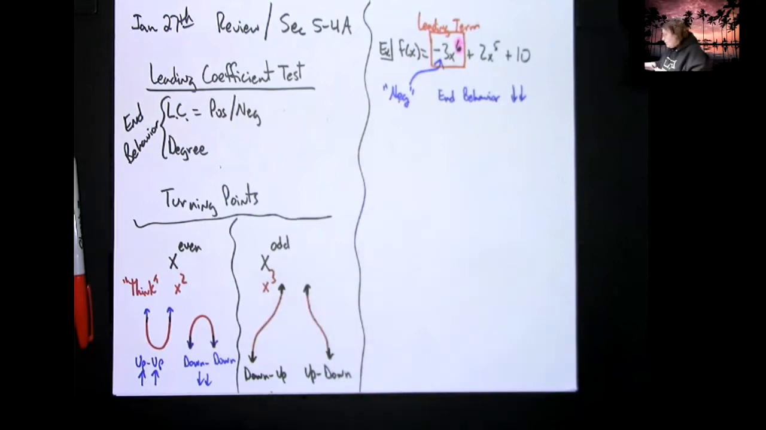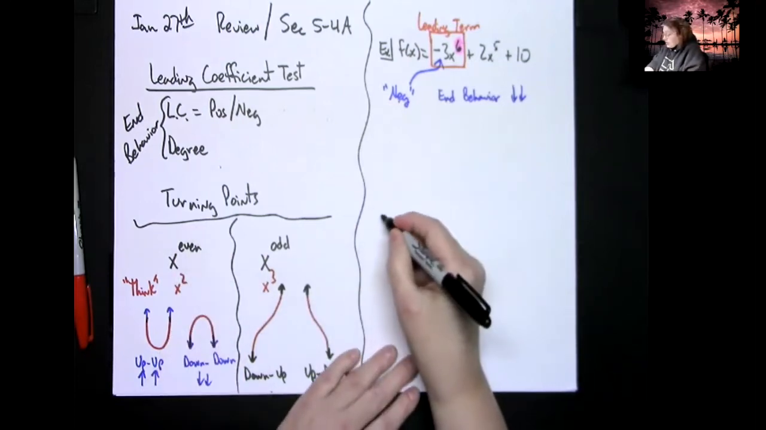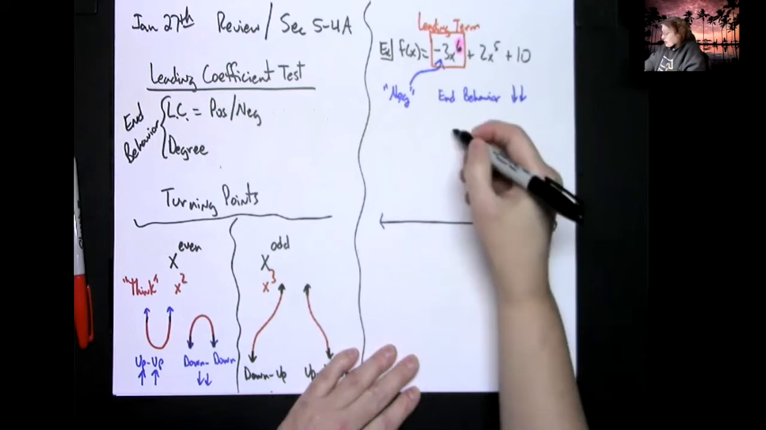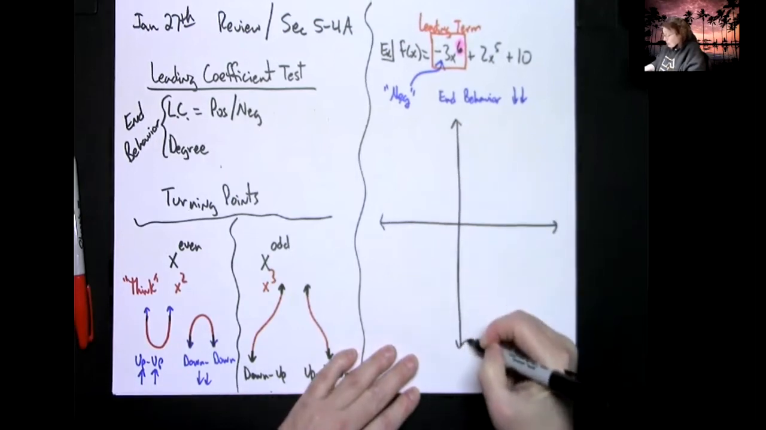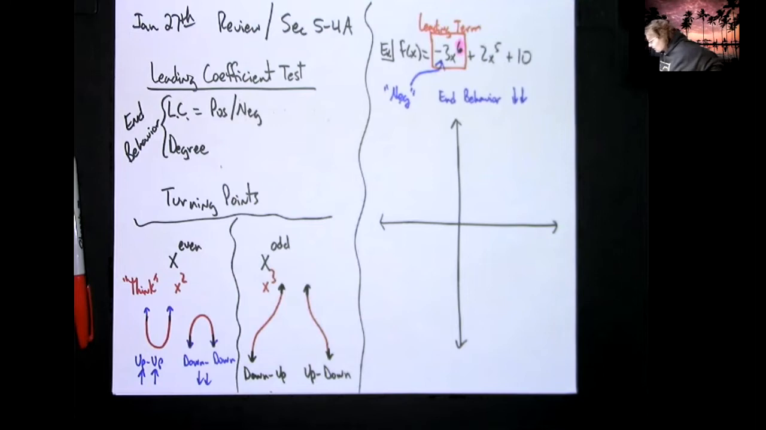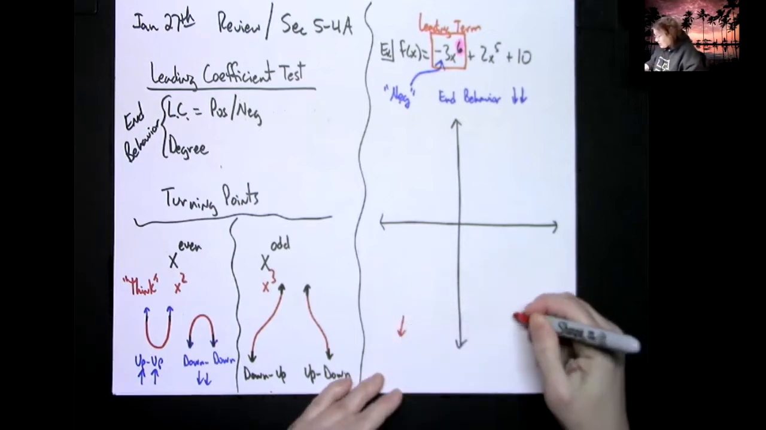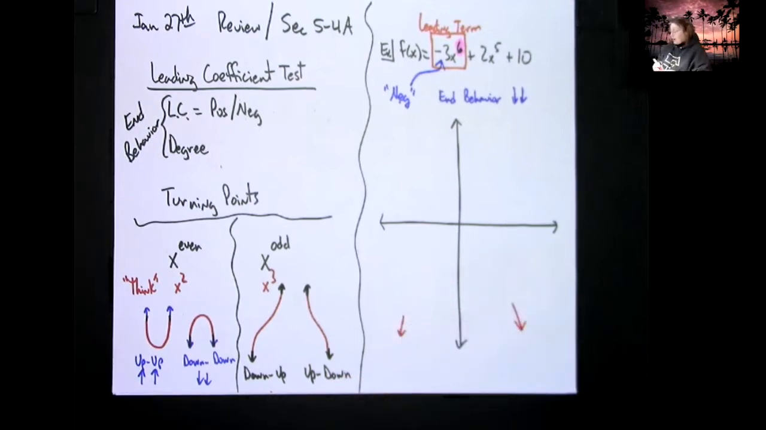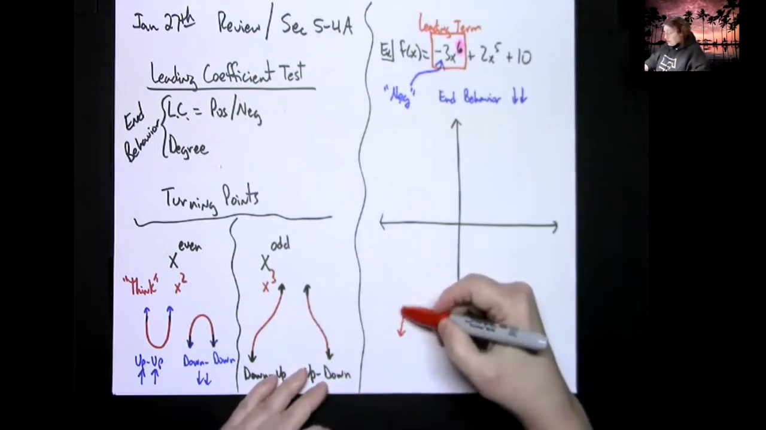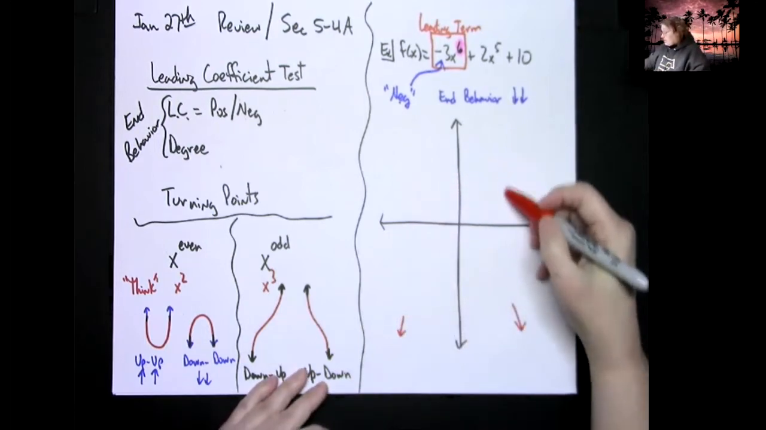Now, we have not really addressed turning points yet. I'm just going to do a rough sketch here. I know my end behavior is down, down. So if I'm doing a rough sketch, I would do this, which means it's going to come up and do some swirly things and then come back down.